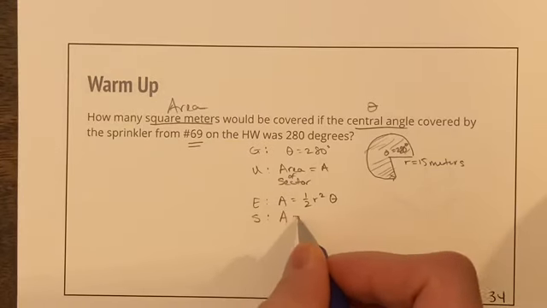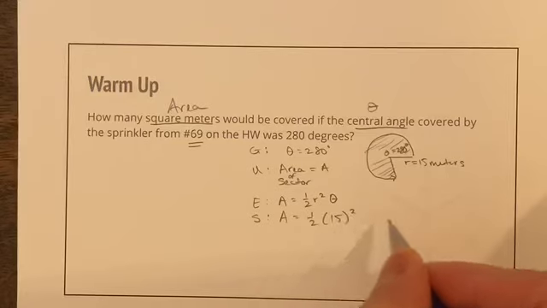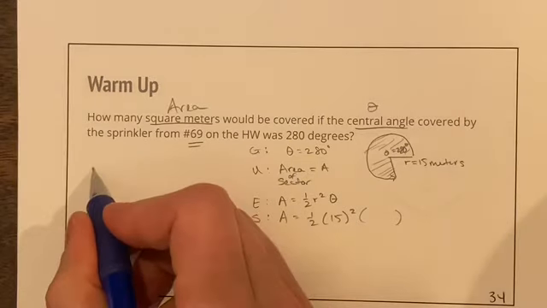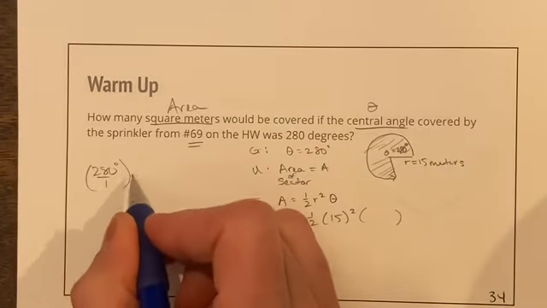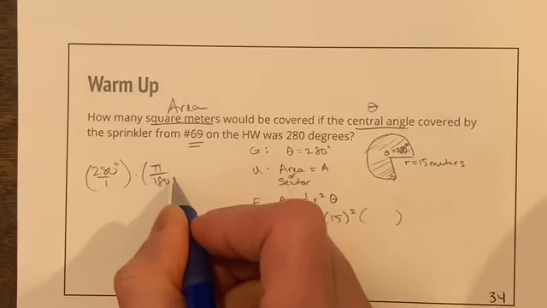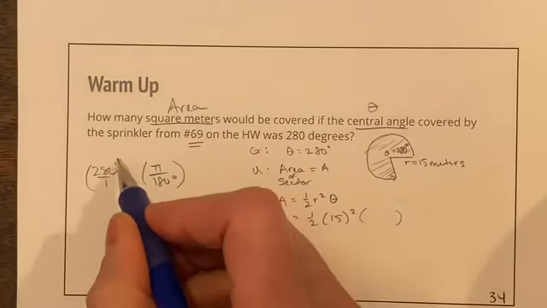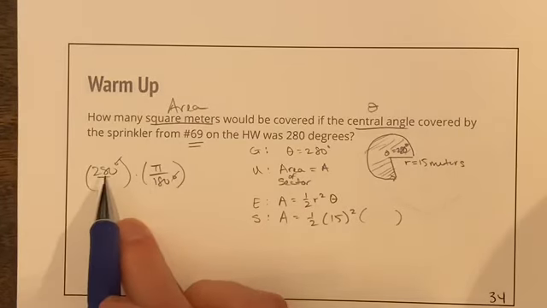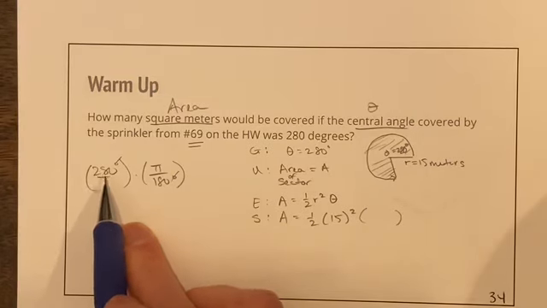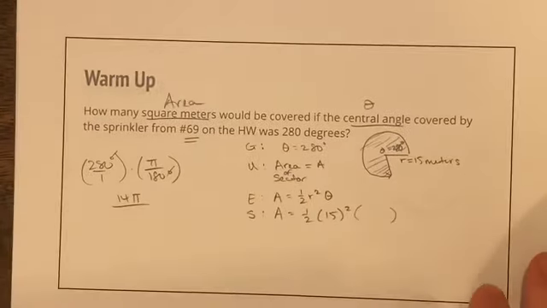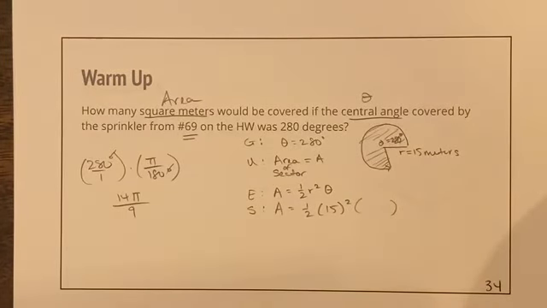Our substitution: we don't know the area. We know that the radius is 15, and we know our central angle is 280 degrees. We have to convert 280 degrees into radians. The degrees cancel out. We'll be left with 28 over 18 if we factor out a 10. 28 is divisible by 2, that would be 14. 18 divisible by 2 is 9.